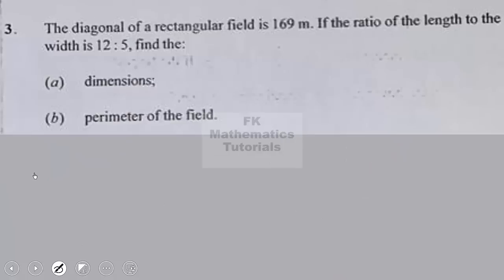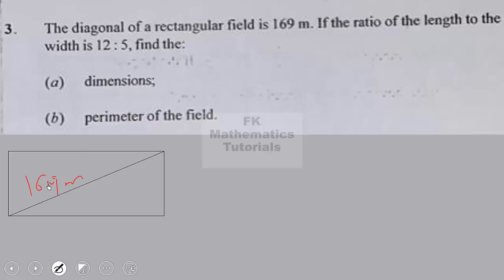We have the third question here. The diagonal of a rectangular field is 169 meters. If the ratio of the length to the width is 12:5, find the dimensions. So this is our rectangular field, and we're told that the diagonal is 169 meters. We are asked to find the dimensions, and we're also told the ratio of the length to the width. So L is to W is equal to 12:5.